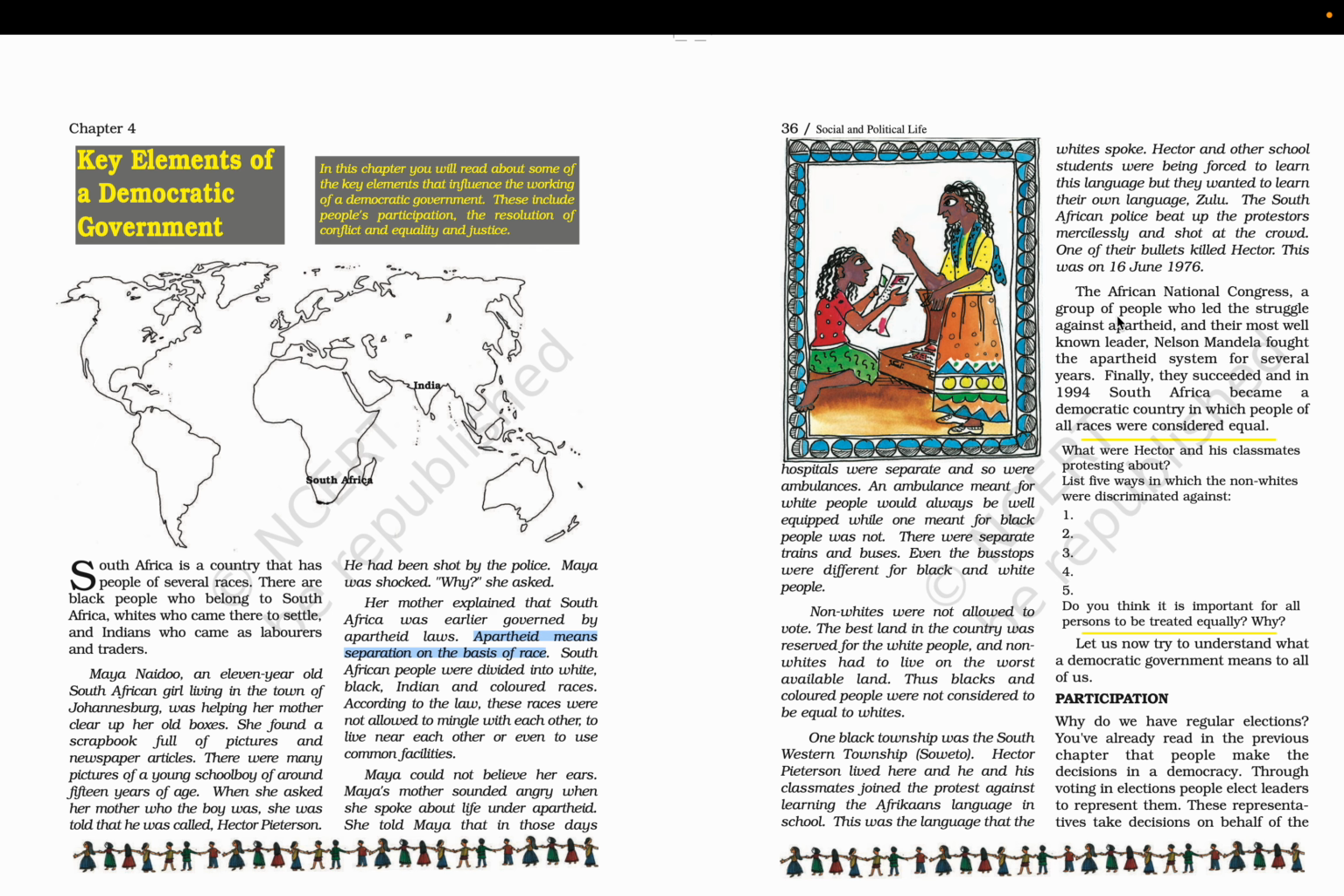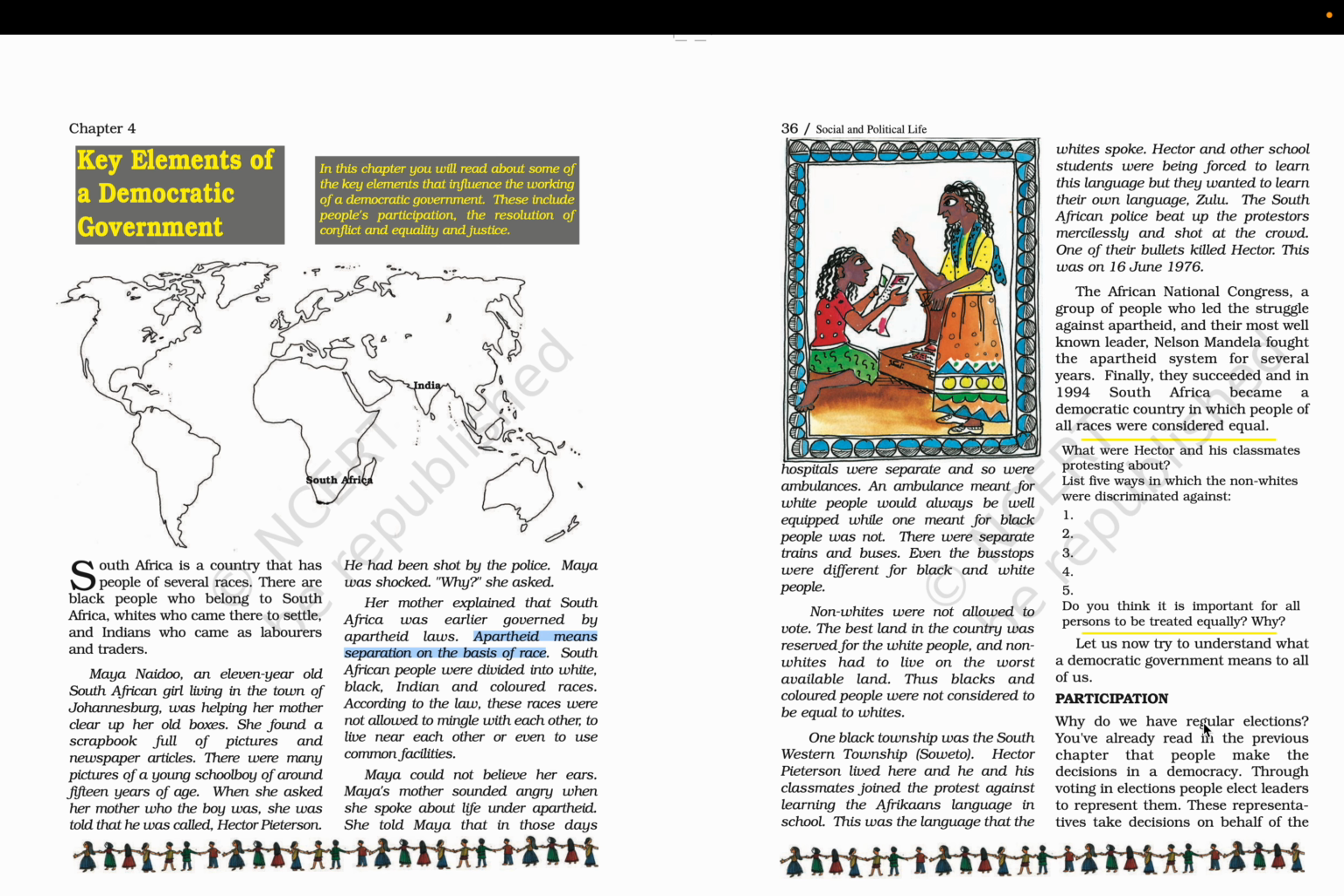The African National Congress, a group of people who led the struggle against apartheid, and the most well-known leader, Nelson Mandela, fought the apartheid system for several years. Finally, they succeeded. In 1994, South Africa became a democratic country in which people of all races were considered equal. Let us now try to understand what a democratic government means to all of us.